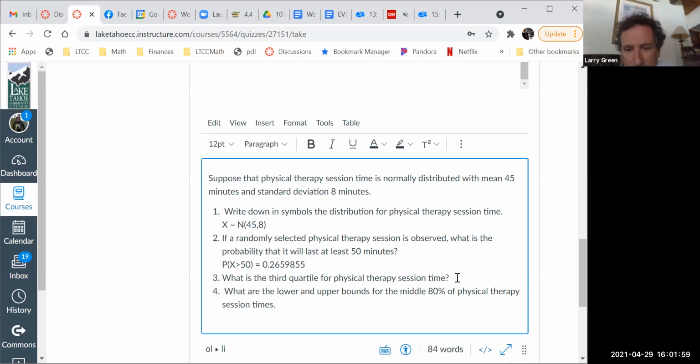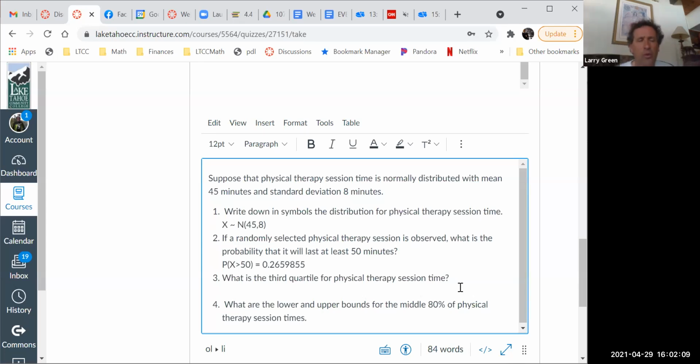Okay, question 3 is, what is the third quartile for physical therapy session time? So if I'm asking for a third quartile, what does that mean? 75th percentile. Yeah, that's a 75th percentile. So that means we want to find the x so that the probability of being less than x is 0.75. So let me just type that out. Find x such that the probability of being less than x is 0.75.